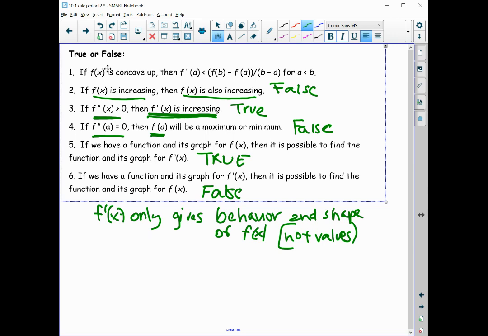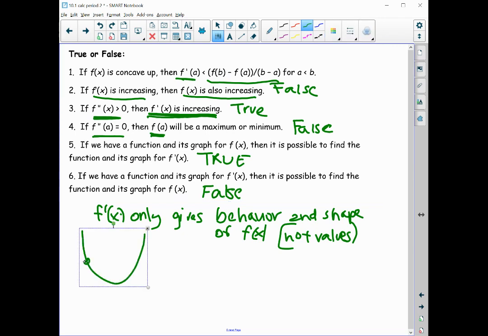Okay, last one. If f of x is concave up, then f prime of a is less than f of b minus f of a over b minus a, for a less than b. So what does this mean? This is saying the slope at a has to be less than the slope between a and b. So if I draw a concave up function, and I pick a point a, and I pick a point b. The only qualification is that b has to be greater than a, so I can pick a b anywhere. I'm going to put a b right here.